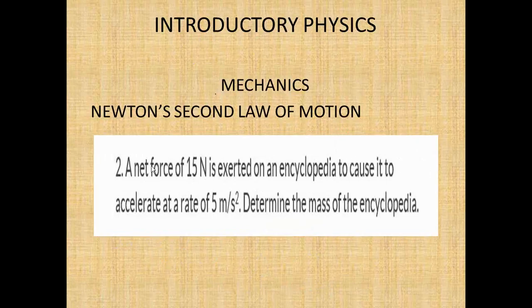So in the second scenario, a net force of 50 Newton is exerted on an encyclopedia to cause it to accelerate at 5 meters per second squared. Determine the mass of the encyclopedia. So using the equation again, all right?